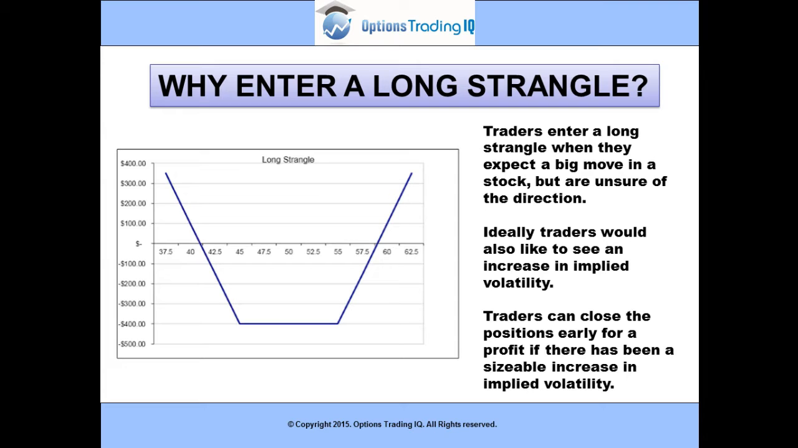And if it stays range bound, the stock stays in the middle between about 41 and about 58, it's not going to be profitable. This is at expiry, of course. Ideally, traders are also going to see an increase in implied volatility, and if that occurs, traders can close the position early for a profit.